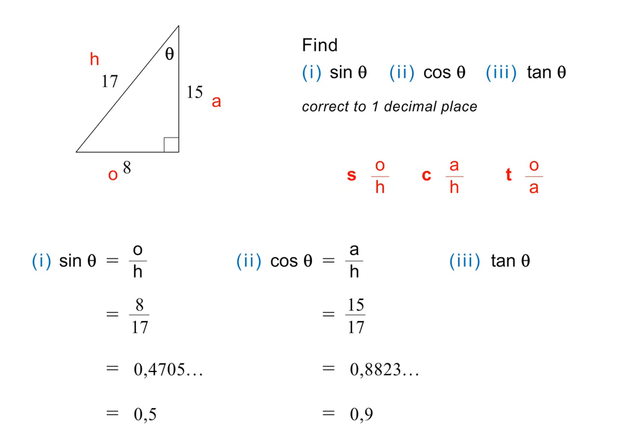In part 3, we are asked to find the value of tan theta. First, we need to recall that tan is the ratio opposite over adjacent, which in this case is 8 over 15. 8 divided by 15 is equal to 0,5, correct to one decimal place. This completes the question.